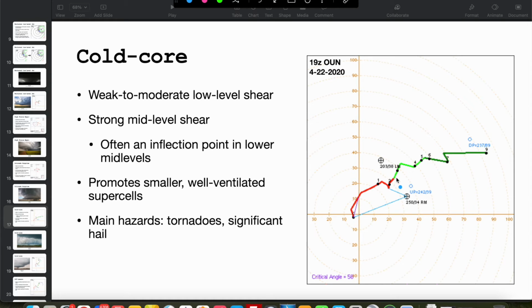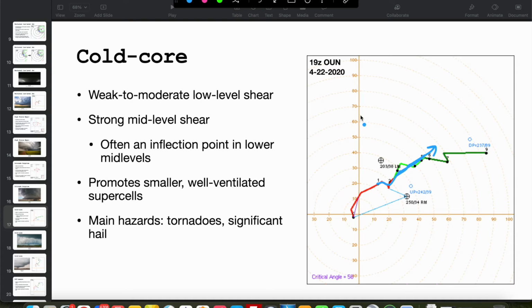And often there's going to be an inflection point in the mid-levels, the lower mid-levels of the hodograph. And that's because, again, we're removed from the low-level jet. We have enough mid-level and upper-level flow to where we have strong shear in that upper mid-level portion of the hodograph. So you have weak low-level shear, and you have a little bit of backing here in the mid-levels before the hodograph trails off to the northeast or even north.